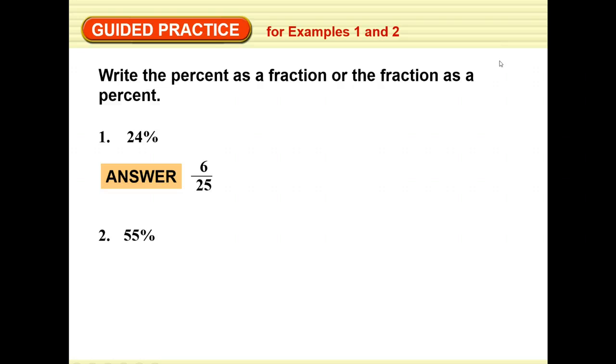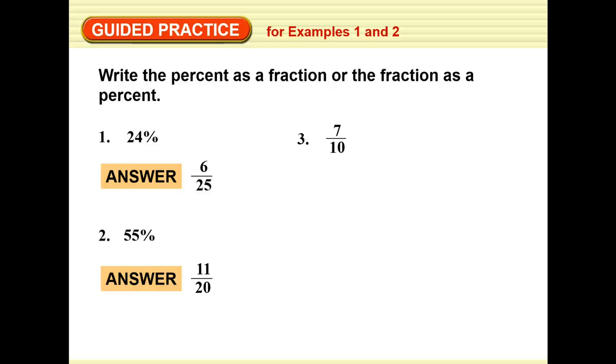All right, so you try 55%. Go ahead, try that one. All right, so hopefully you got 55 over 100. And then you simplify by dividing by 5, and you got 11 over 20. All right, try another one, 7/10. Try to write that as a percent.